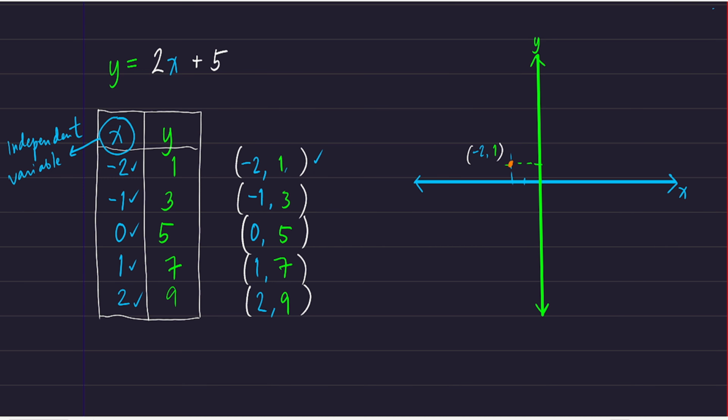Next, we have -1, 3. So, 1 step pa kaliwa, dito siya. And then 3 steps pataas. So, 1, 2, 3. Then, ayan, dito siya. So, this point here is -1, sorry. -1, 3. Ayan.